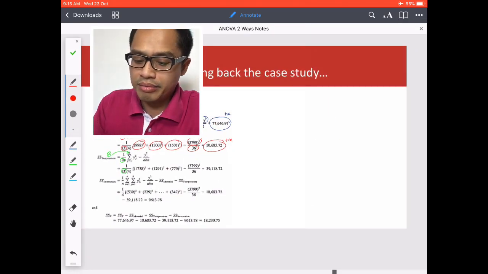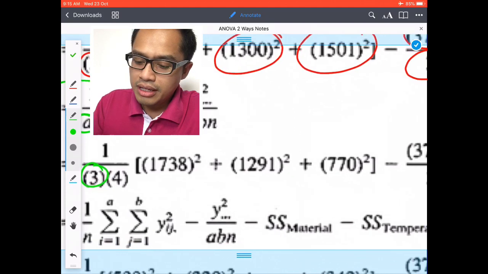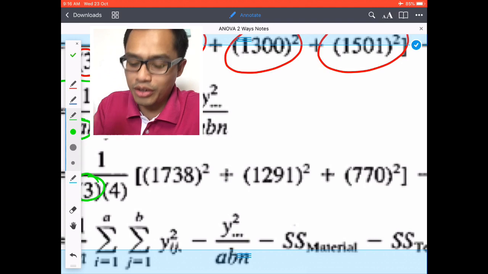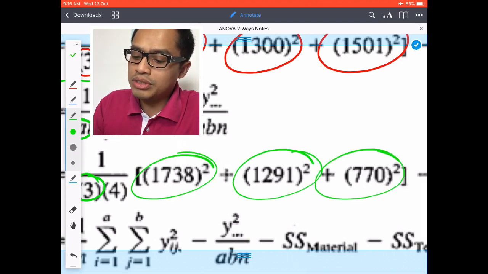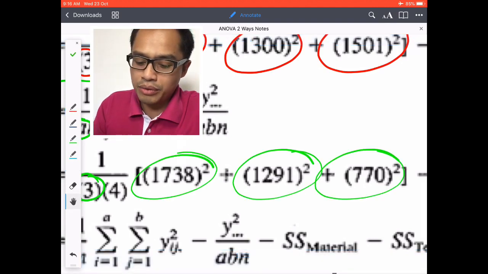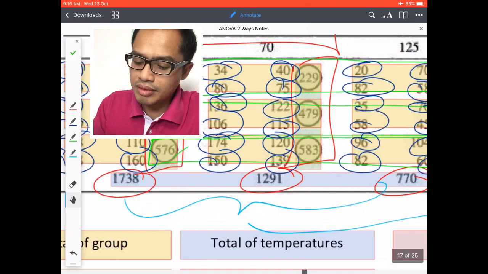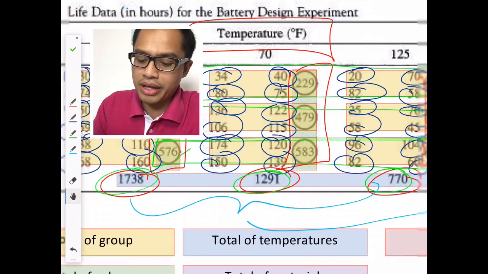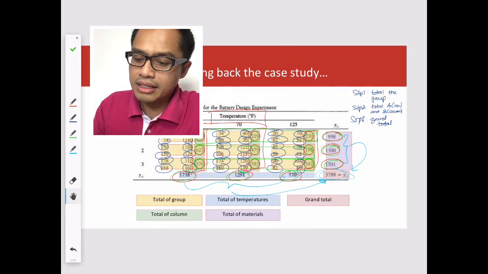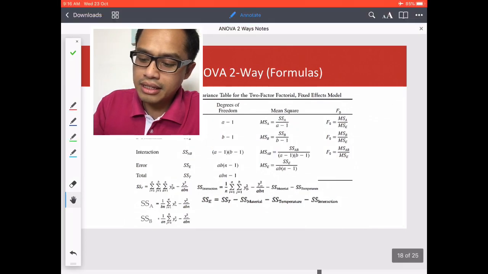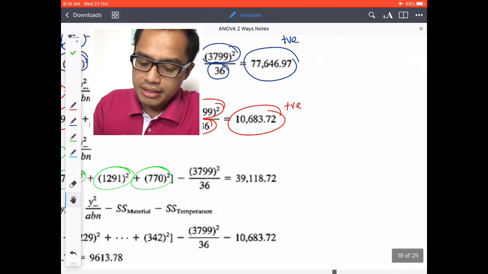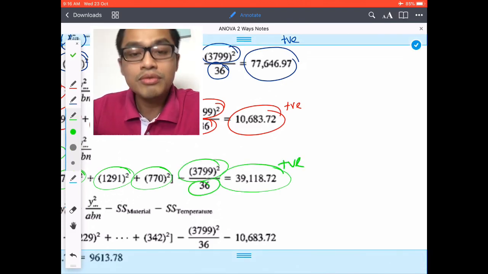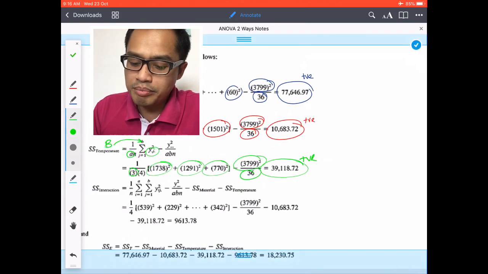for A, material. Green color for B. This is y dot j dot: 1738 squared, 129 squared, 1291 squared, and 70 squared. Where do I get this number from? This down here. This one squared plus this one squared plus 770 squared. And you get minus the grand total, and you get a positive value as well for SSB.